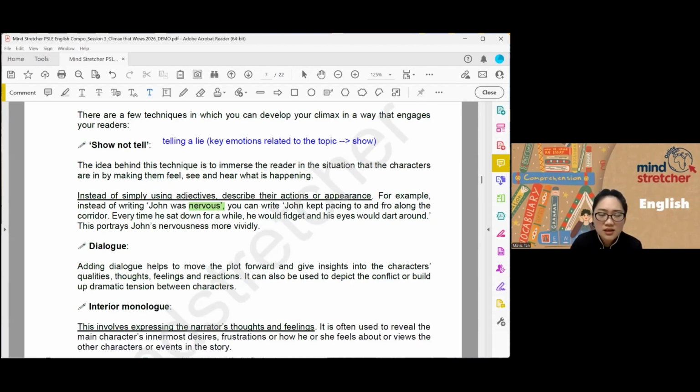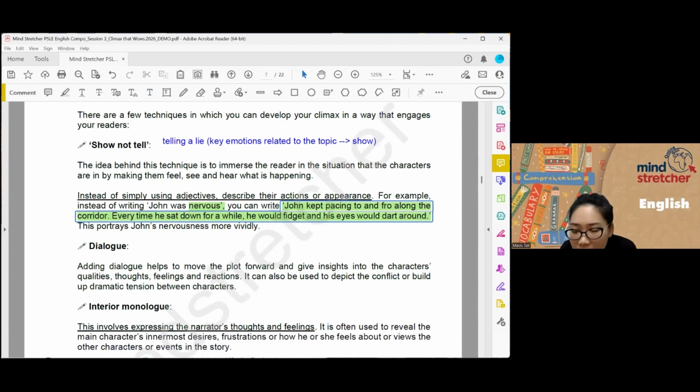Nervousness. So instead of just saying he was outside the principal's office and he was nervous, you can say John kept pacing to and fro along the corridor. Every time he sat down for a while, he would fidget and his eyes would dart around like that. And you realize the word nervous does not appear at all because it has been shown. Okay?